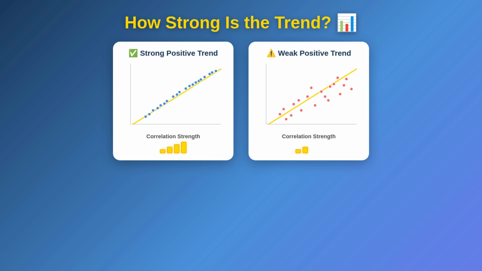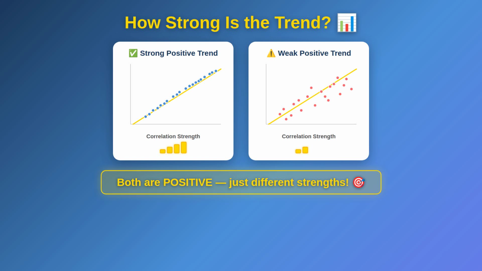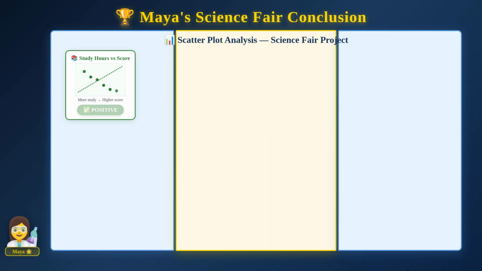Here's a bonus insight. Not all trends are equally strong. When the dots cluster tightly along the trend line, the correlation is strong. When dots are more spread out but still show a general direction, it's a weak correlation. Real-world data is messy. You almost never get a perfect line. Maya noticed that her study hours data had a strong positive trend because the dots were close together. The TV data? Also fairly strong negative. Your job is to identify the direction and judge the strength. You're becoming a real data analyst.